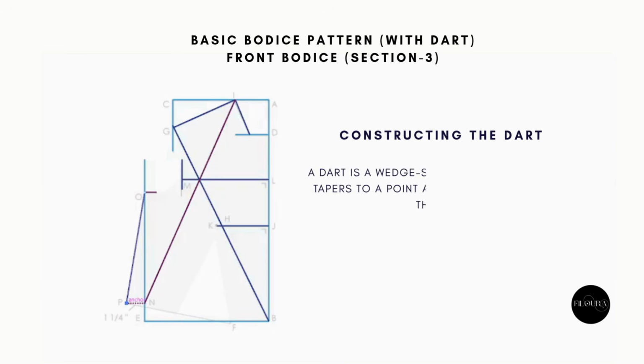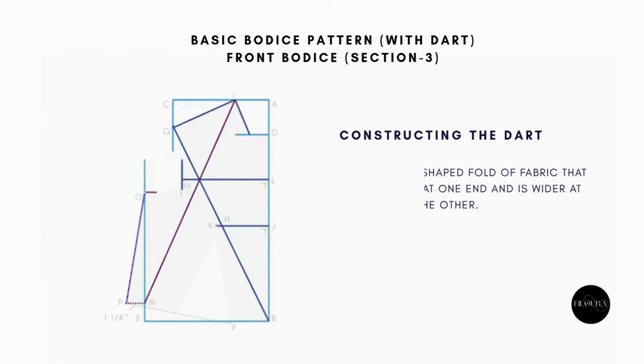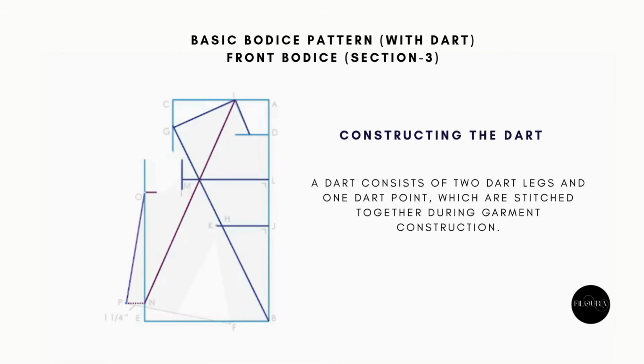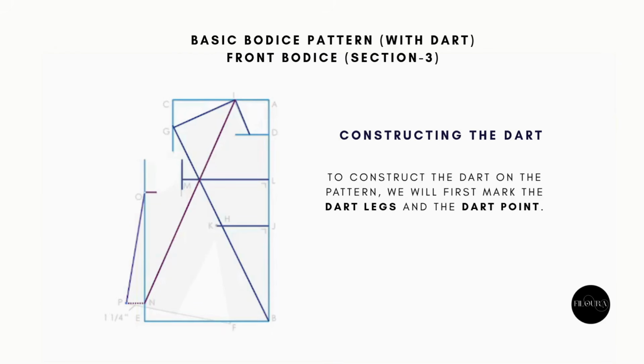Now we'll move on to constructing the dart. The dart is a wedge-shaped fold of fabric that tapers to a point at one end and is wider at the other. It helps shape the garment so that it fits the natural contours of the human body. The dart consists of two dart legs and one dart point, which are stitched together during garment construction. To construct the dart on the pattern, we will first mark the dart legs and the dart point.